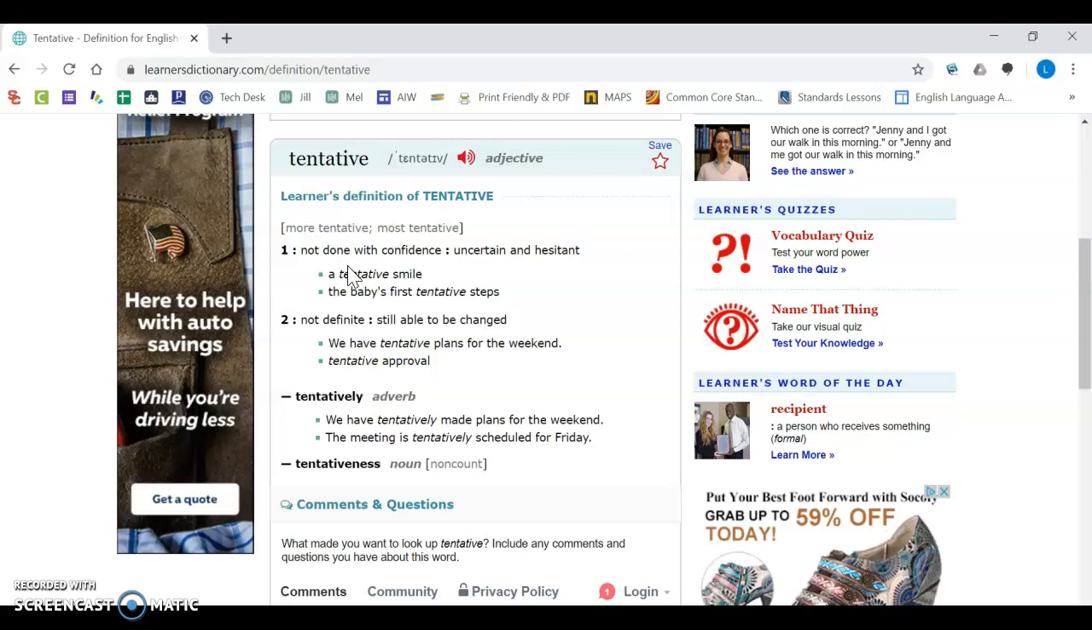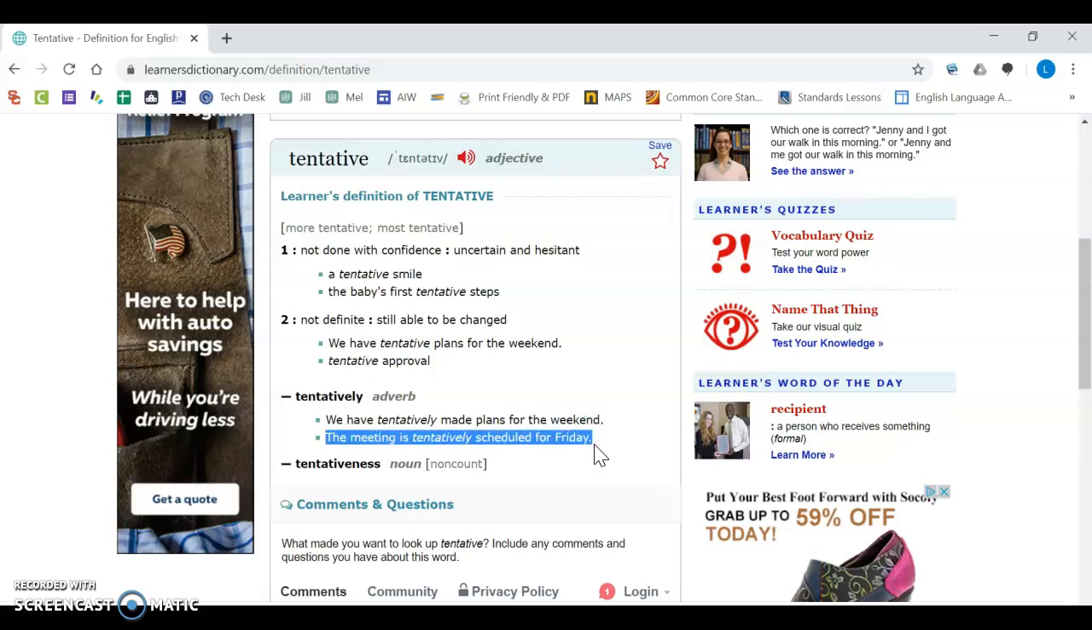So a few examples, a tentative smile. So someone might smile, but you can tell they're not very confident or they're somewhat hesitant. Or you might hear someone say, we have tentative plans for the weekend. So those plans aren't definite. They're not certain. They might change. But we can also use tentative as an adverb. So tentatively. The meeting is tentatively scheduled for Friday. So that means that the meeting's scheduled for Friday, but it might change.